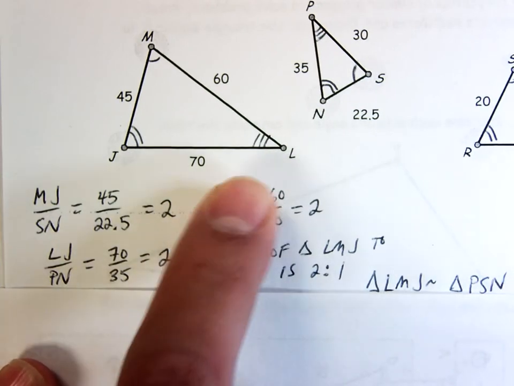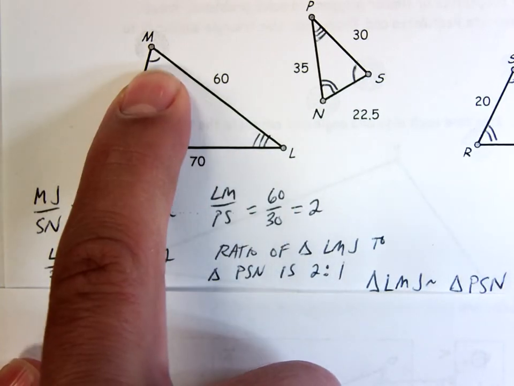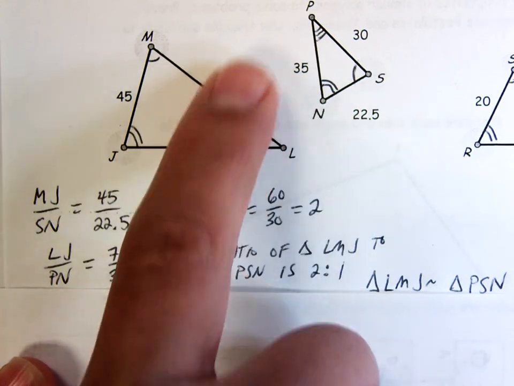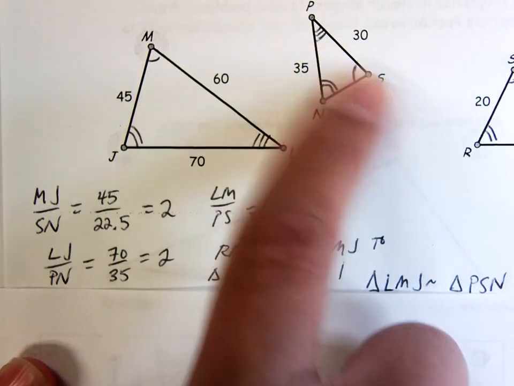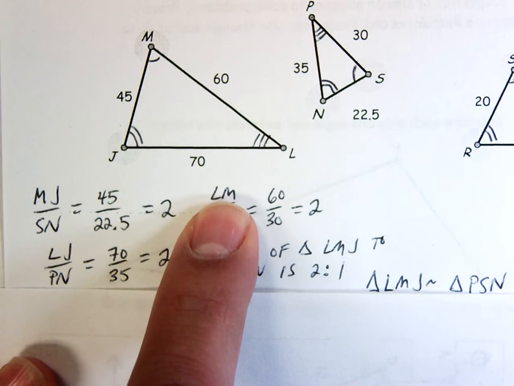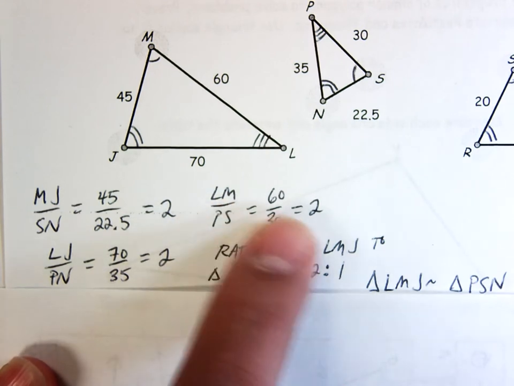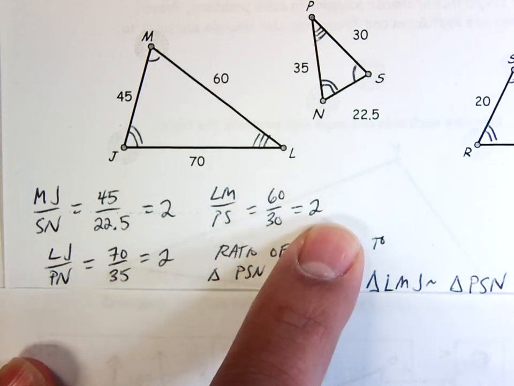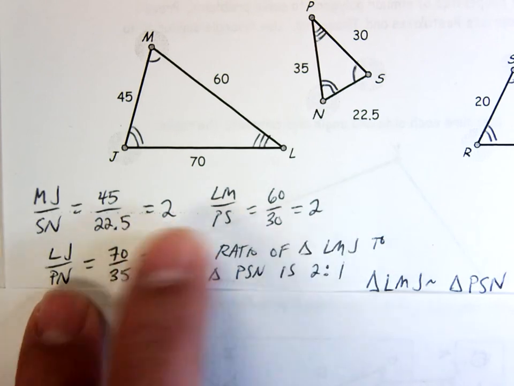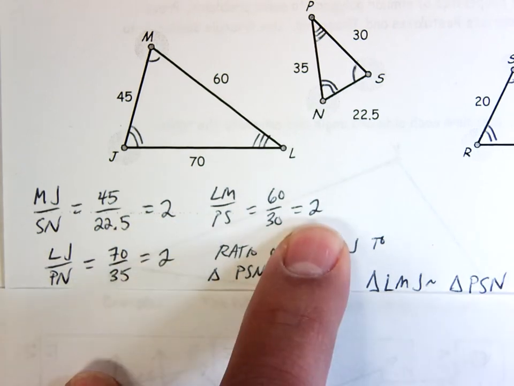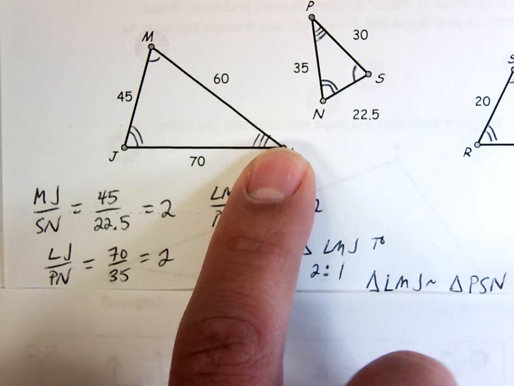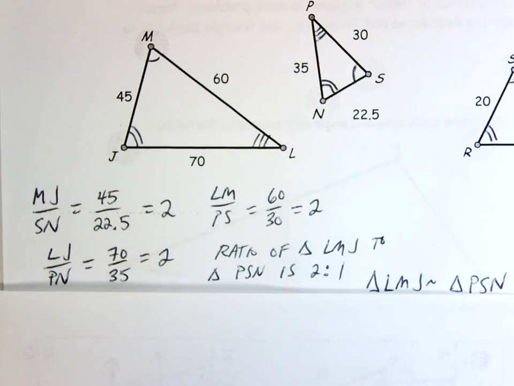LM goes from 3 arcs to 1. And over here, that is PS, 3 arcs to 1. So I put LM over PS, which equals 60 over 30, which does equal 2. So 2, 2, 2, and all the angles were congruent, which means I have similar triangles.